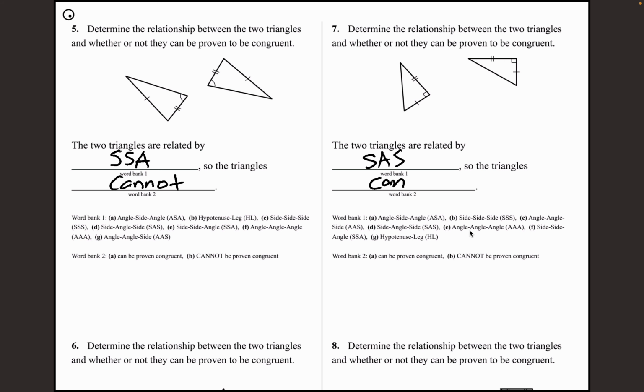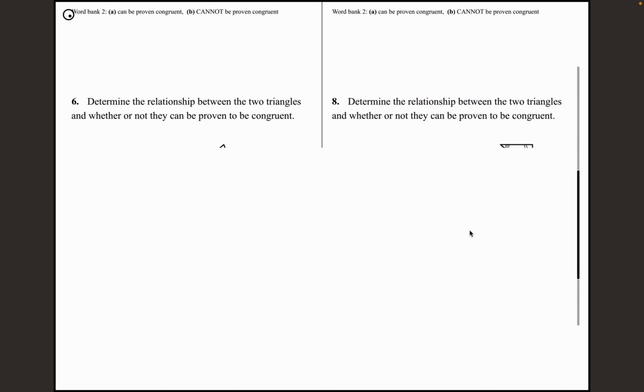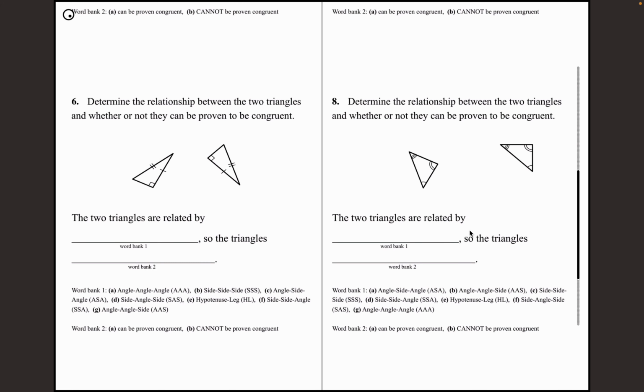Does it usually have like a little angle over it or something to mark it for us? Let's look at the next two. What about 6? 6 is hypotenuse leg. How do you know it's hypotenuse leg? Because the hypotenuse is congruent. It's not like they're sandwiched together. They're separate.